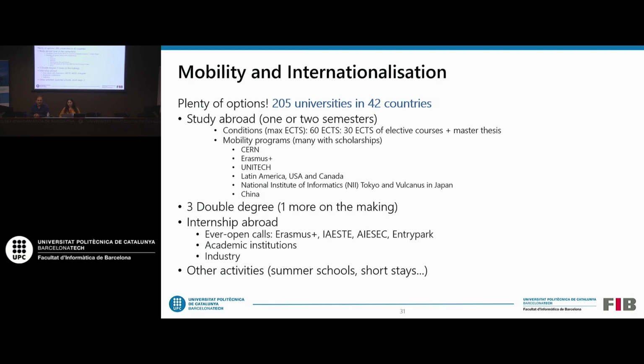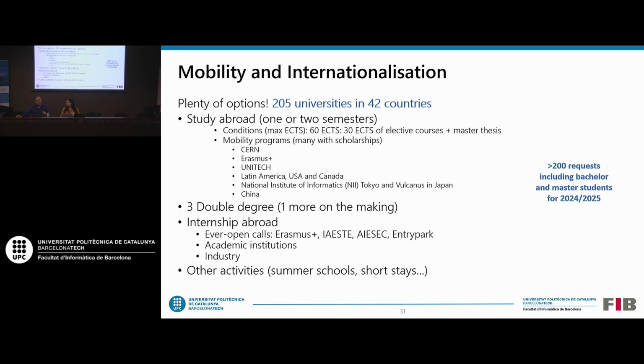And the final kind of mobility that I would like to stress is short stays. The Google Summer of Code, the CERN that I mentioned, there are many short stays that you can just go for a few days and experience mobility. If you cannot move for a semester, at least you can experience another kind of mobility, right? So there are a lot of options, and this is one of the strengths of our faculty.